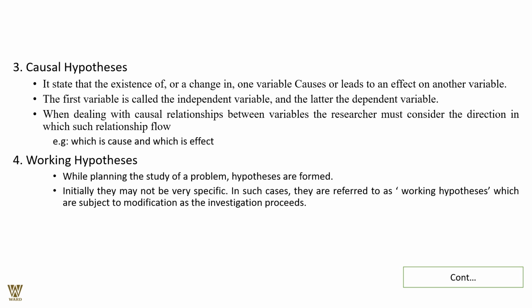Causal hypothesis. It states that the existence of, or a change in, one variable leads to an effect on another variable. The first variable is called the independent variable. The latter is the dependent variable, and this is how we go across it. When dealing with a causal relationship between variables, the researcher must consider the direction in which such a relationship flows, as in what caused the effect or what was the effect of the cause.